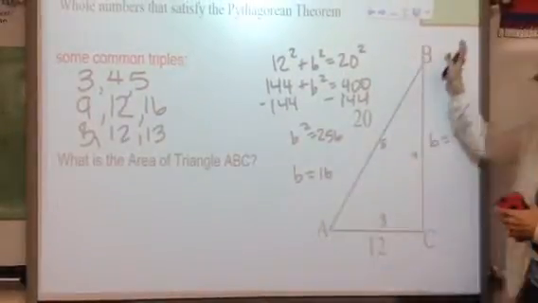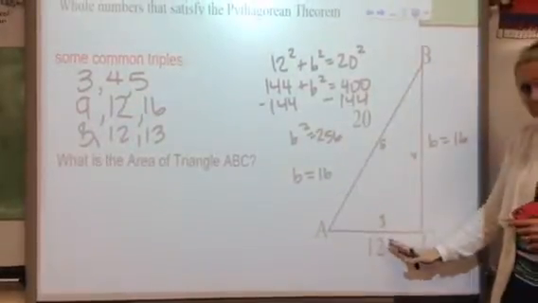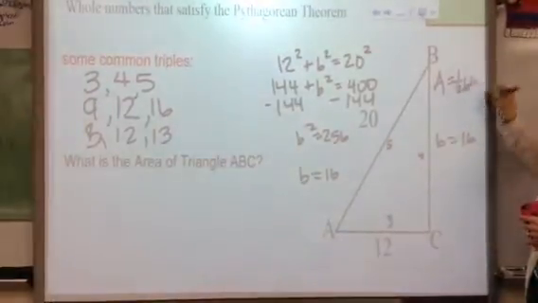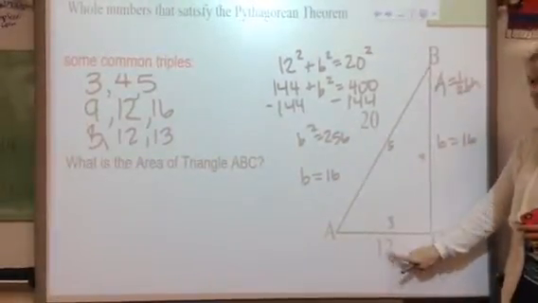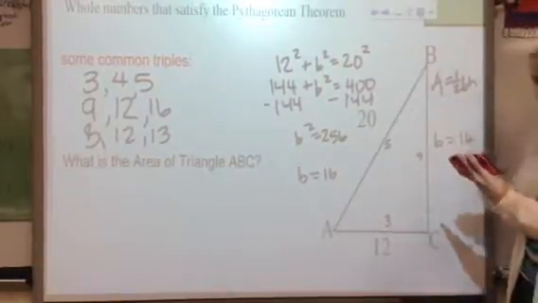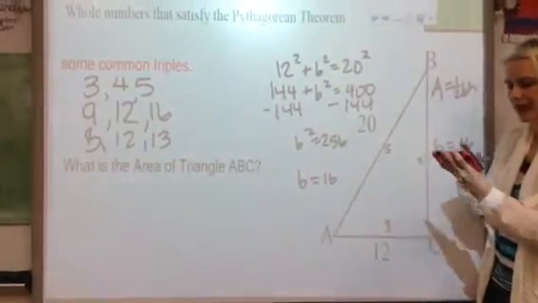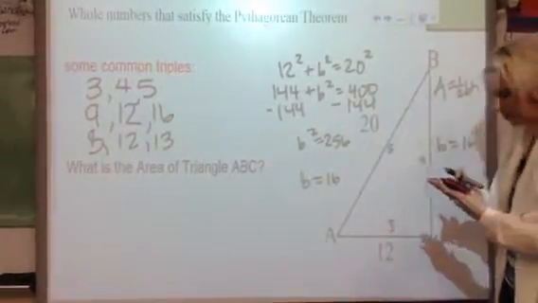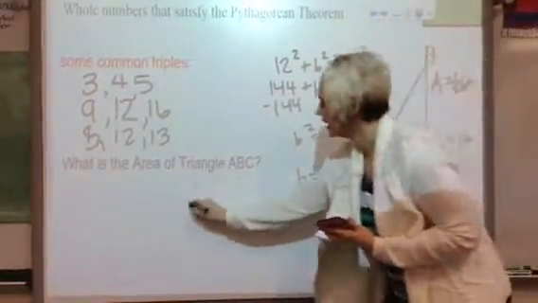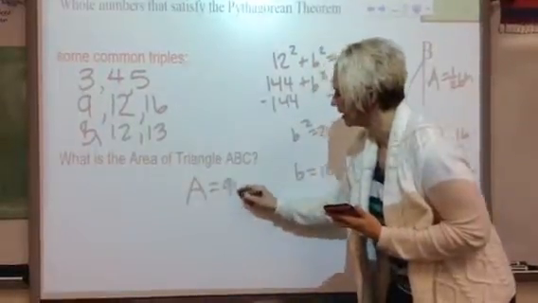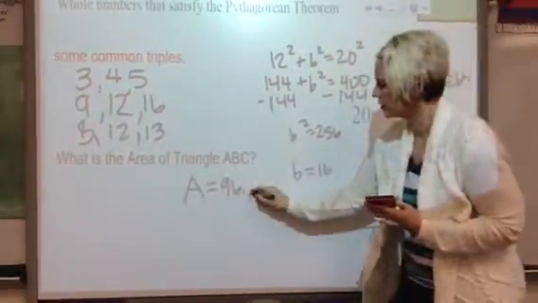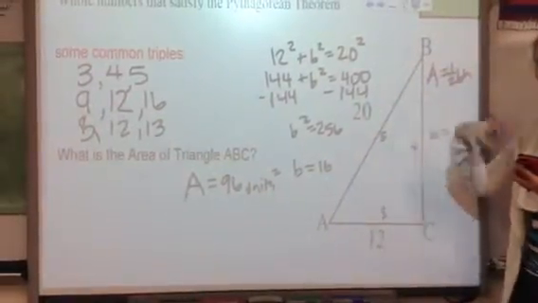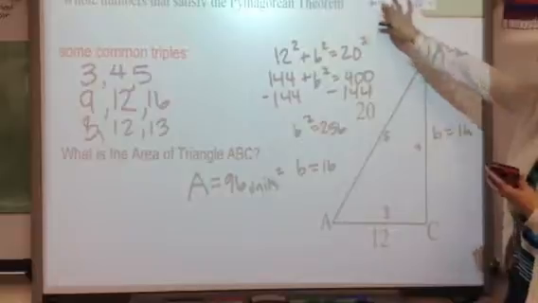To find the area of this triangle, I'm going to do half of base times height. The area formula for a triangle is half of base times height. So half of 12 times 16. I just do 16 times 6 and I get 96. So I'll say a for area is 96, and in this case I don't have any units, so I would just say units squared. You will have to use the Pythagorean theorem to help you solve problems like area.